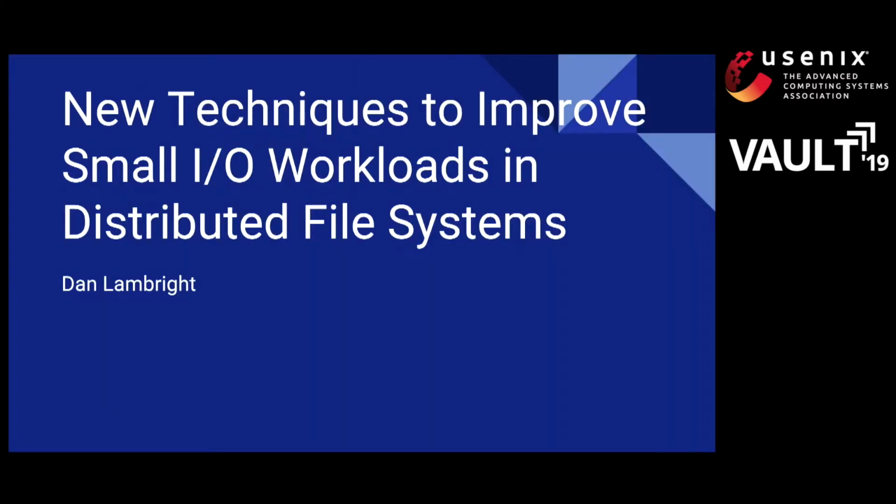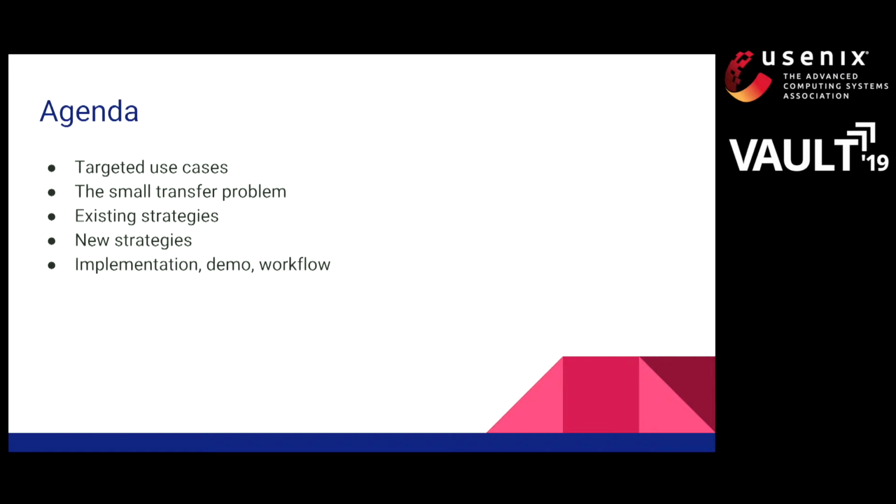So I'm going to be talking about small I/O on distributed file systems. A few years ago, when I was at Red Hat, I worked on Gluster, and I did a project called storage tiering. In the beginning, the performance was not that good. The performance was not that good because of small I/Os, it turned out. And it took a long time to figure out why that was.